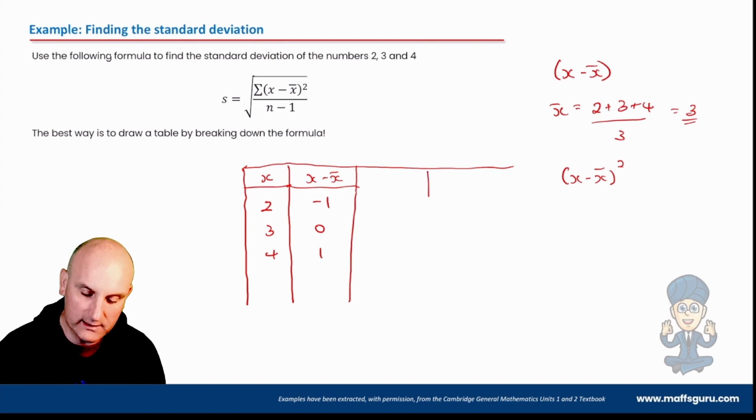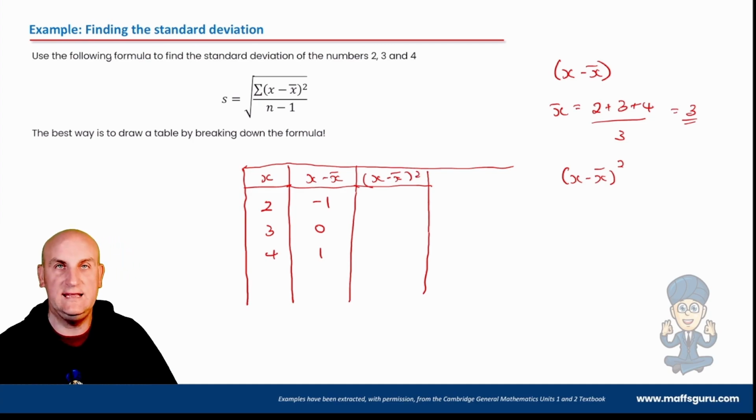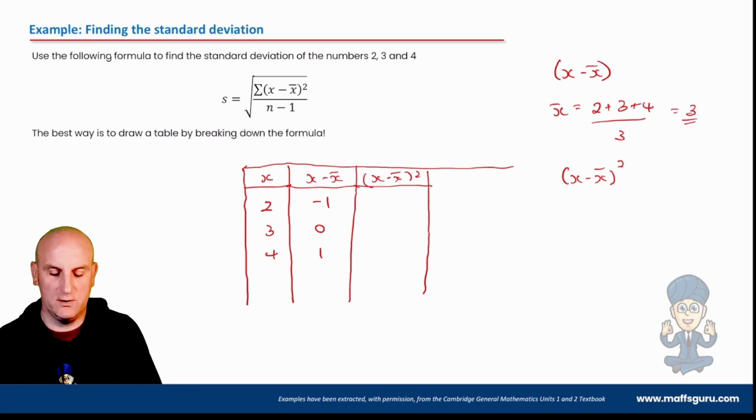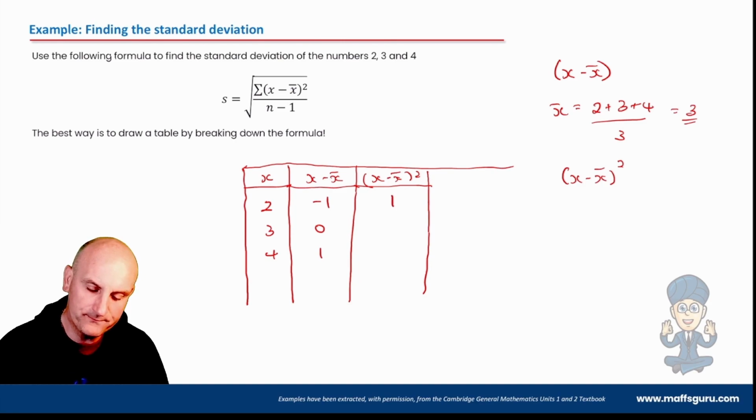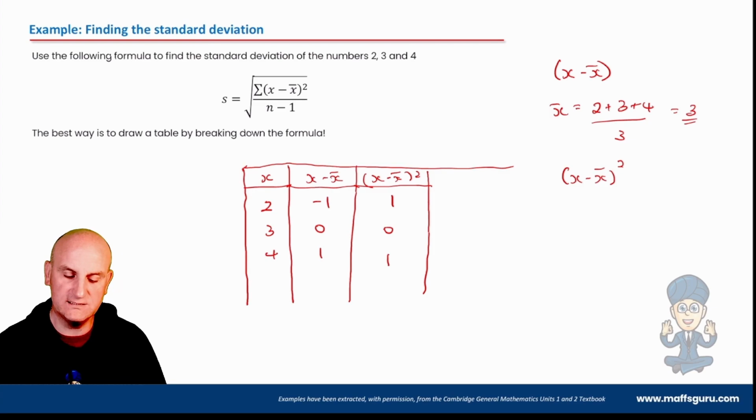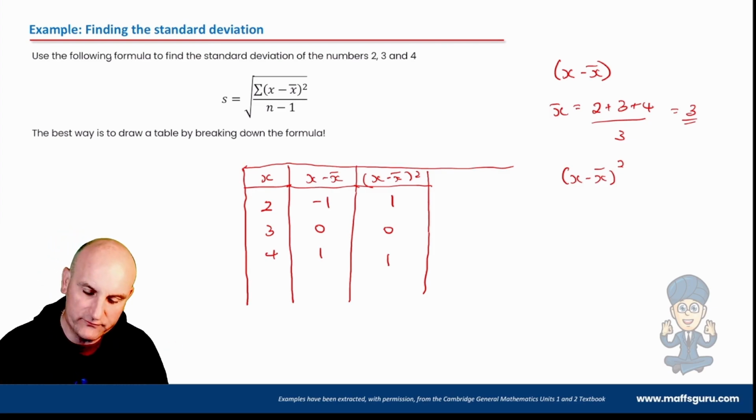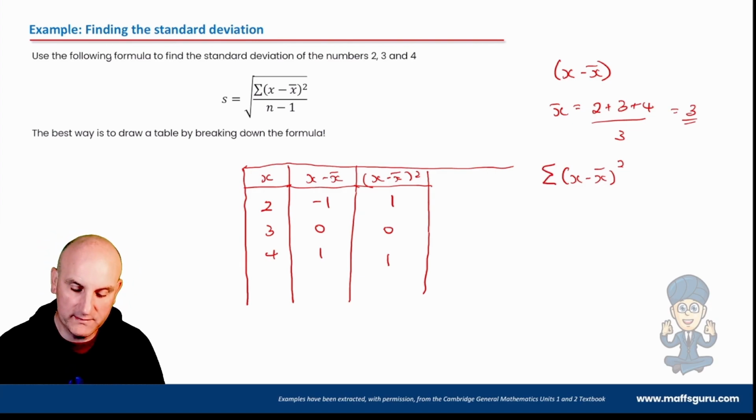So I'll add another column. So it becomes x minus x bar squared. I'm going to take each of the values in the previous column and square them. So minus 1 squared is 1. 0 squared is 0. 1 squared is 1. So where's the next part of my formula? Well, if I expand it a bit further, I've got that sum in front of it. So I now want to find the sum of all of the numbers I've just created.